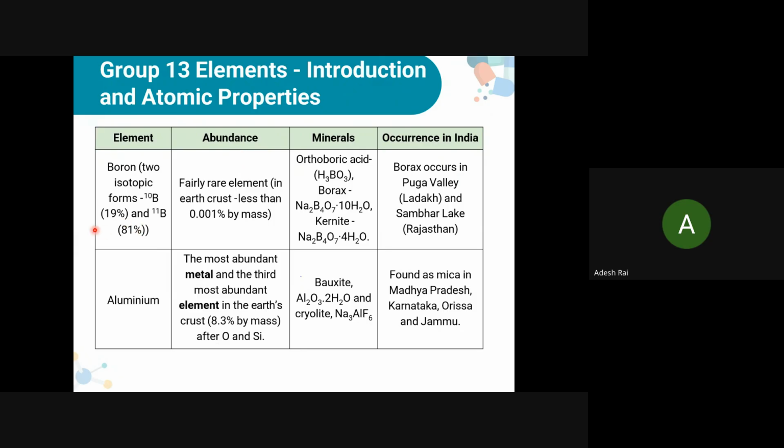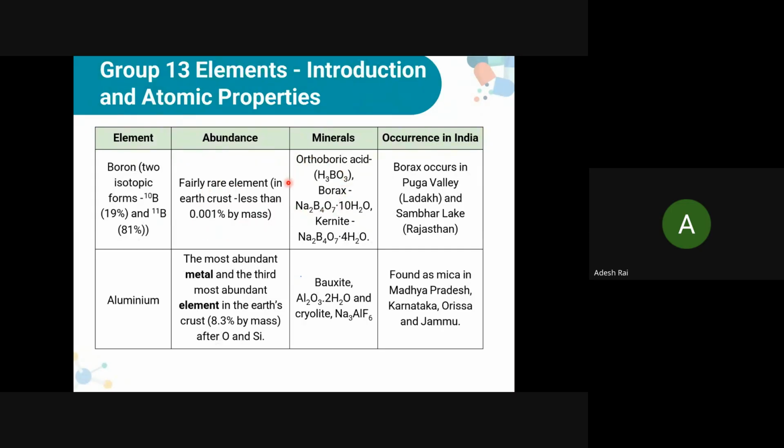Now, boron generally shows how many isotopic forms? Two isotopic forms, boron 10 and boron 11. And boron 11 is the abundant one. How much is it? 81%. Is that clear? And boron is a very rare element in the Earth's crust. You can see how much it is: 0.001% by mass. It is even less than that. So it's a fairly rare element.